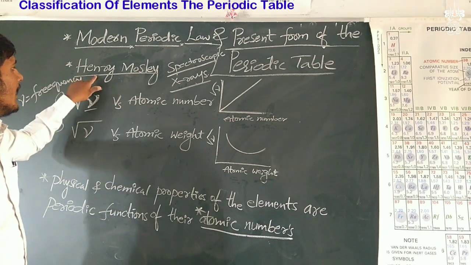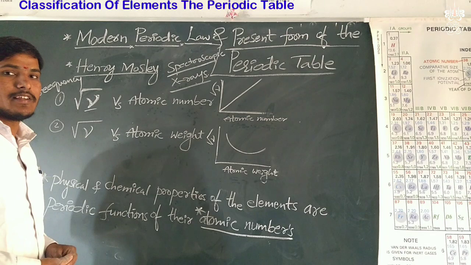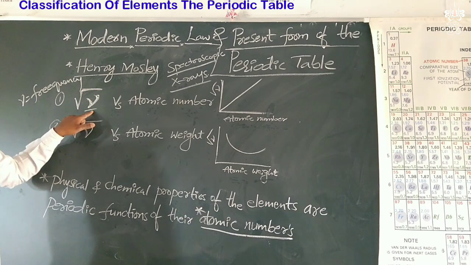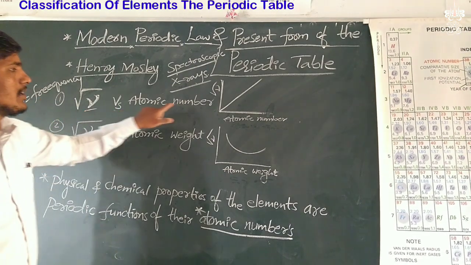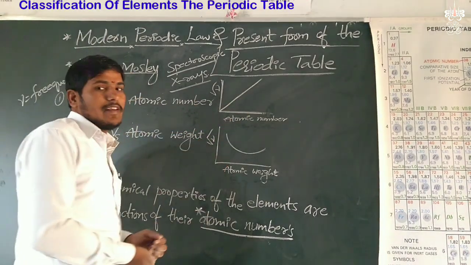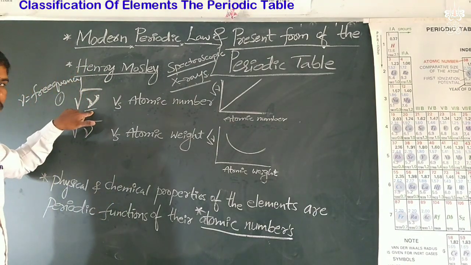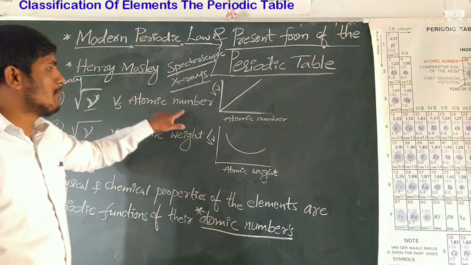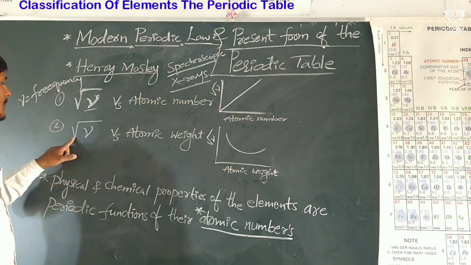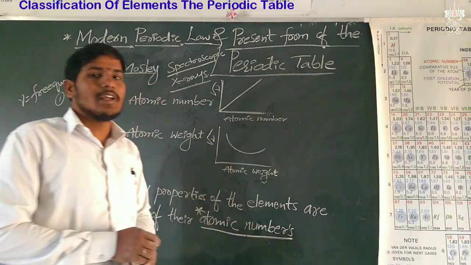Henry Moseley did an experiment using X-ray spectroscopy. He plotted the square root of frequency versus atomic number, and in that case he observed a straight line in the graph. In the second case, he plotted the square root of frequency versus atomic weight, and he observed a curved line.